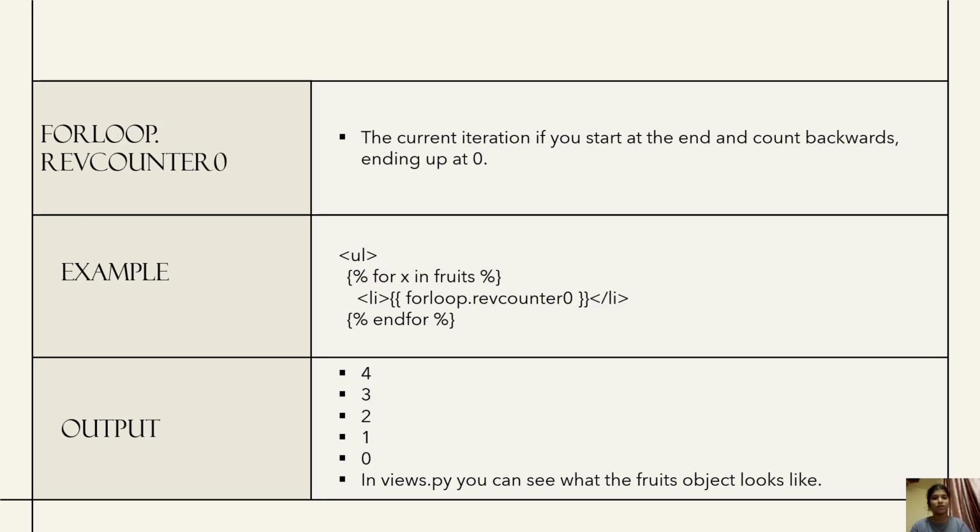Next is for loop reverse counter 0. It gives the current iteration if you start at the end and count back, ending at 0. The same as what we saw in the previous one, which started from the reverse and ended at 1, but in this it will start from reverse and end at 0. So basically if we have 10, it will start from 10, 9, 8, 7, 6, 5, 4, 3, 2, 1, and 0. It includes 0 too. So if we apply for loop reverse counter 0 to any program, it will start from reverse and end at 0.